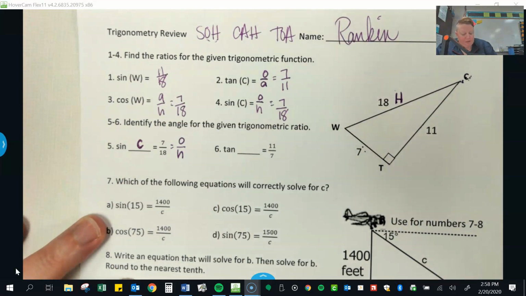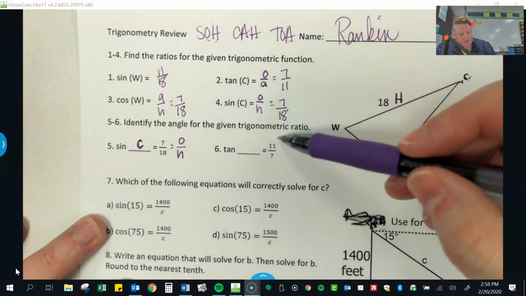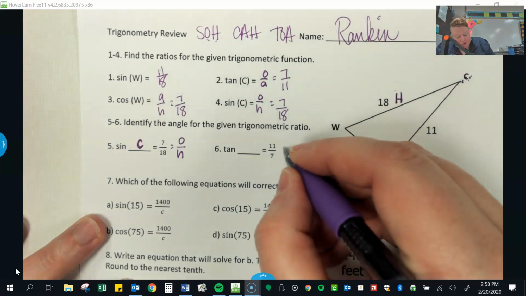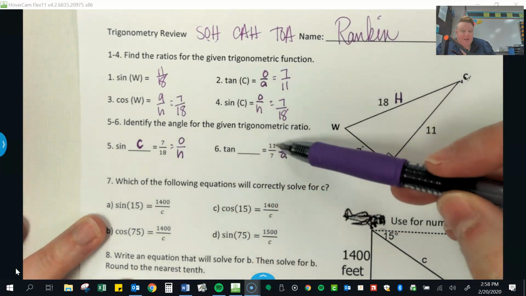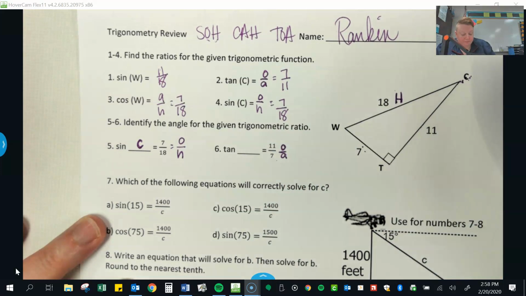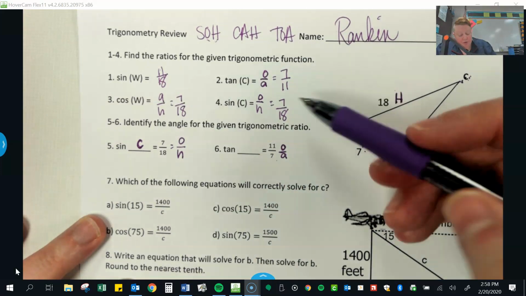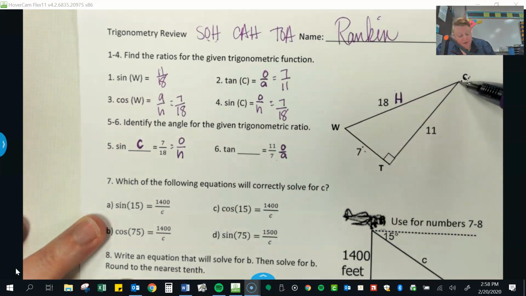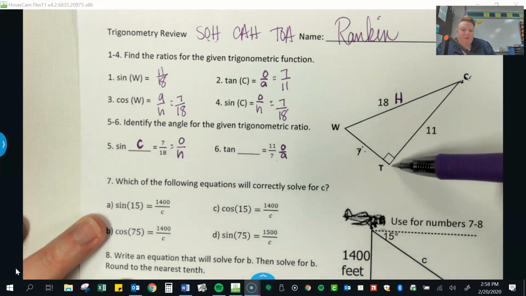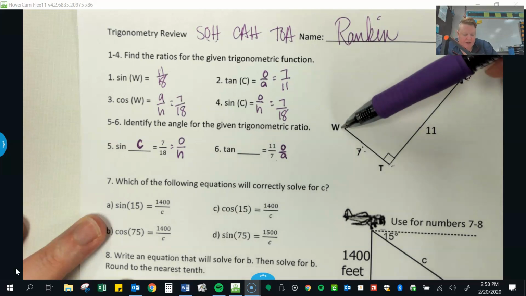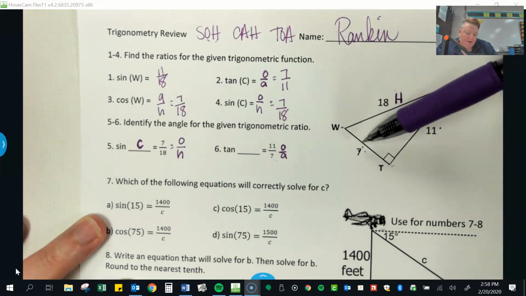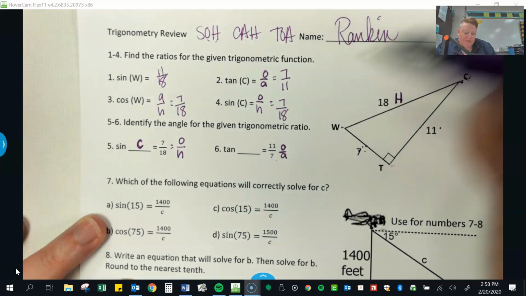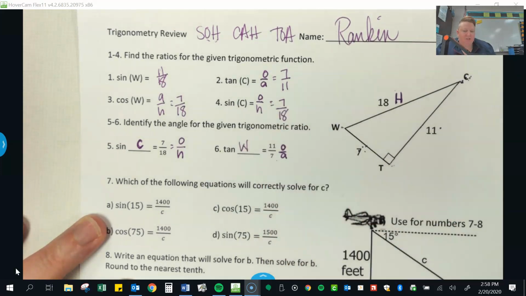All right? Now, it wants to know where are you standing so that your tangent, which is your opposite over your adjacent, is 11 over 7. So, if I'm here, my opposite's 7. It's not C. Keep in mind we never stand at our right angle. So let's try W. Is my opposite 11 and my adjacent 7? Yes. So this is W.